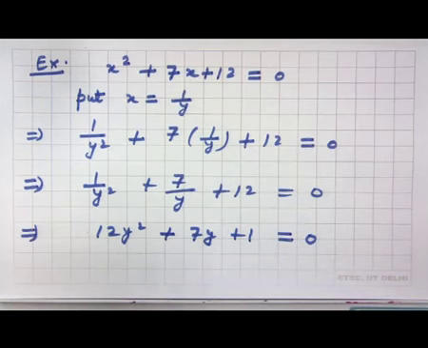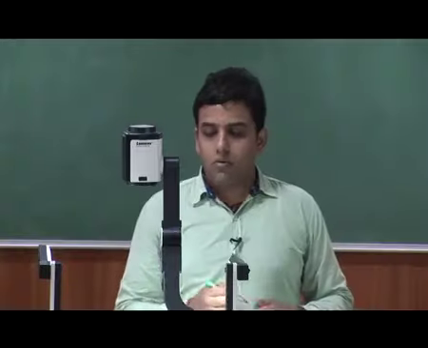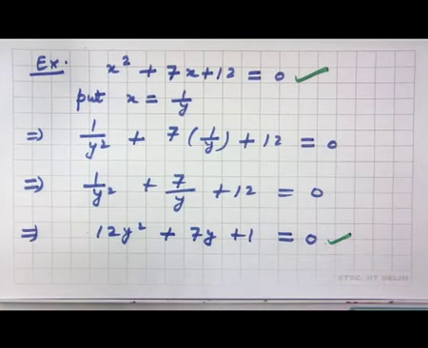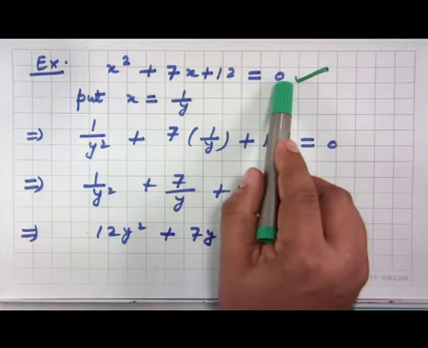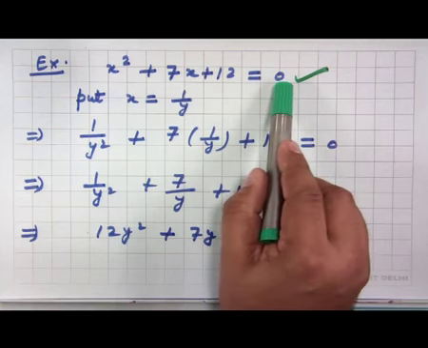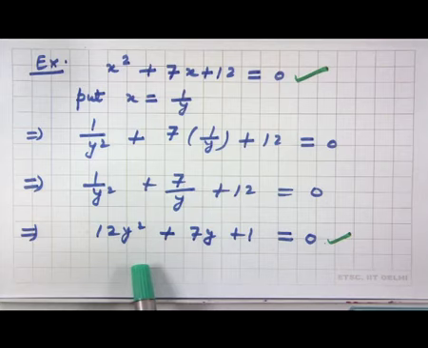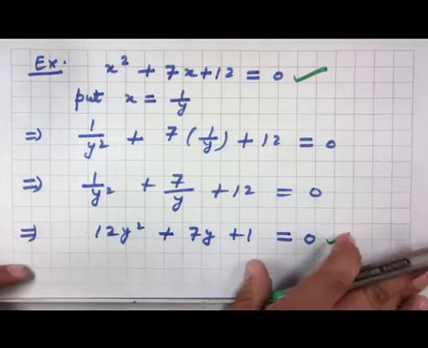Now, let us check that the roots of the quadratic equations are reciprocal to each other. First of all, we shall find the roots of the quadratic equation x square plus 7x plus 12 equals 0. After that, we will find the roots of the quadratic equation 12y square plus 7y plus 1 equal 0, and find out the relation between the roots.